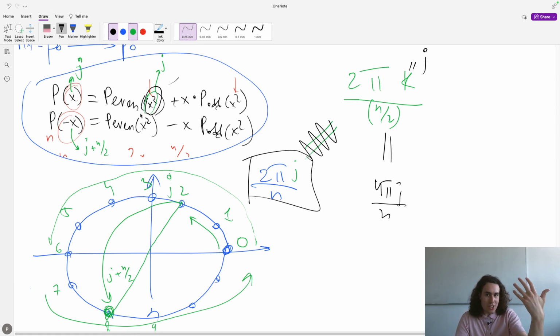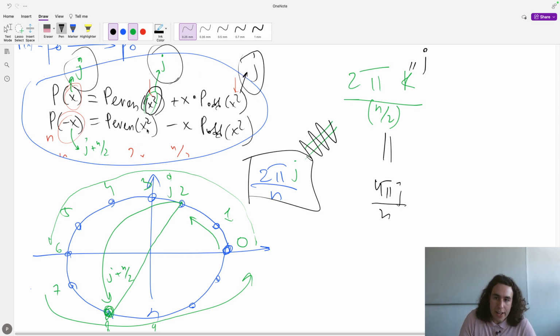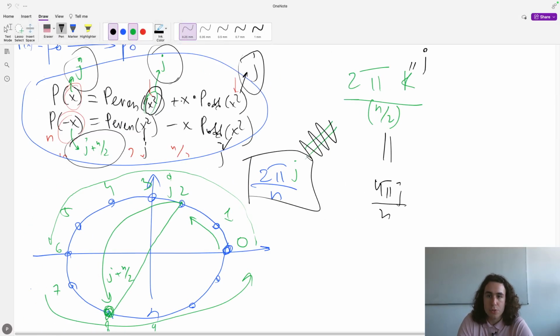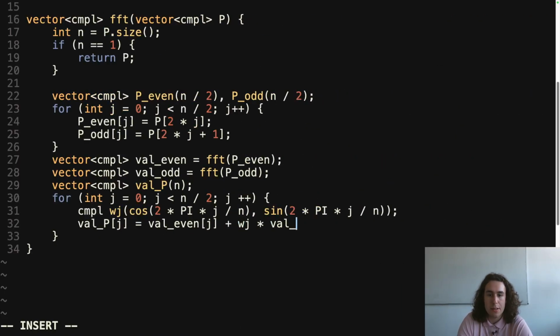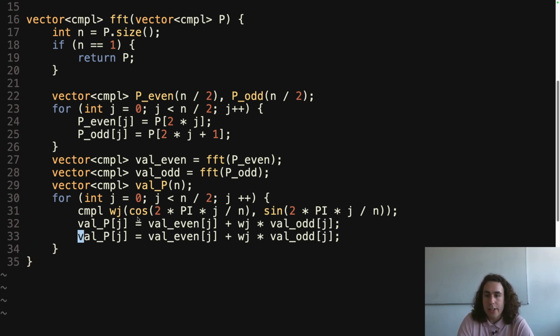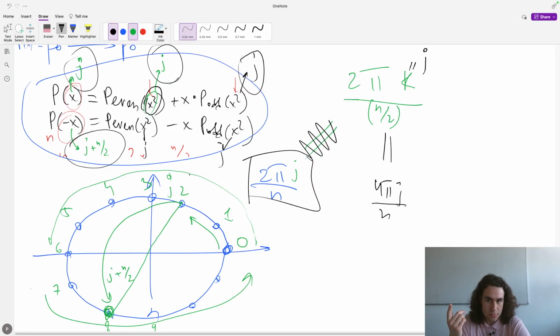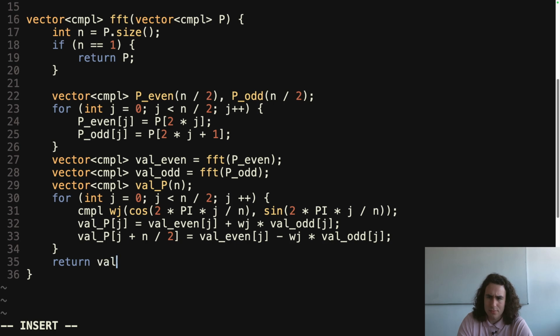Okay. So actually the indices are just the same. I take also the jth index, and I use the jth index also to compute the j plus n halved value. Good. So val p in point j is what? Val even in point j plus, I need to multiply by x, so it's w_j times val odd of j. And for j plus n half, we do the same, but we just subtract. Okay, good. I guess this is the end.